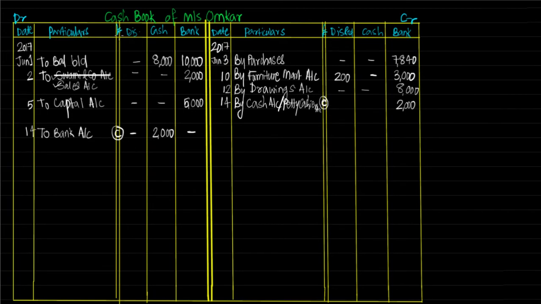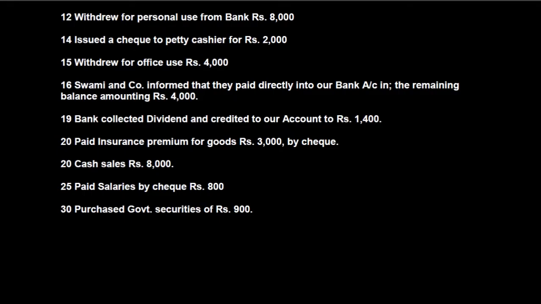In ledger folio column, the reference of ledger is given, but here this ledger reference will not have effect because it is crediting in one side and having debit effect in another side. So that is why we write C here in case any transaction having two effects and appearing on both sides of cash book. On 15th June, withdrew for office use rupees 4,000.